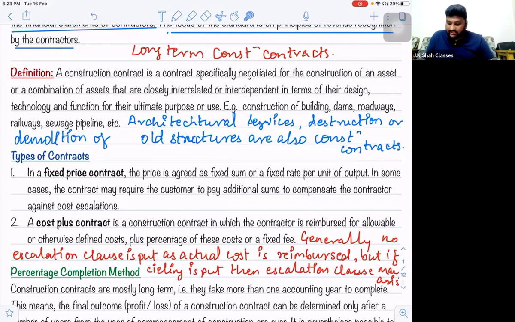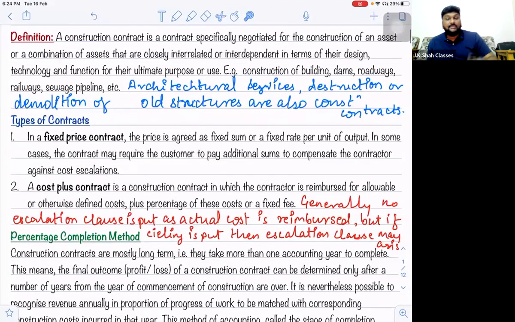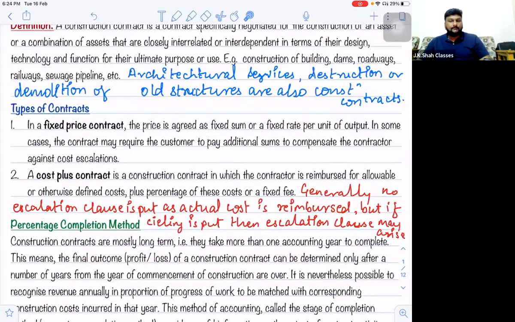See, I've written a point over here. A cost plus contract is a construction contract in which the contractor is reimbursed for allowable or otherwise defined cost plus a percentage of these costs or a fixed fee. So whatever cost is incurred plus the profit percentage will be given. Generally, no escalation clause is put as actual cost is reimbursed. But if a ceiling is put, then an escalation clause may arise. So always remember, when a ceiling is put, it also takes the characteristics of a fixed price contract.